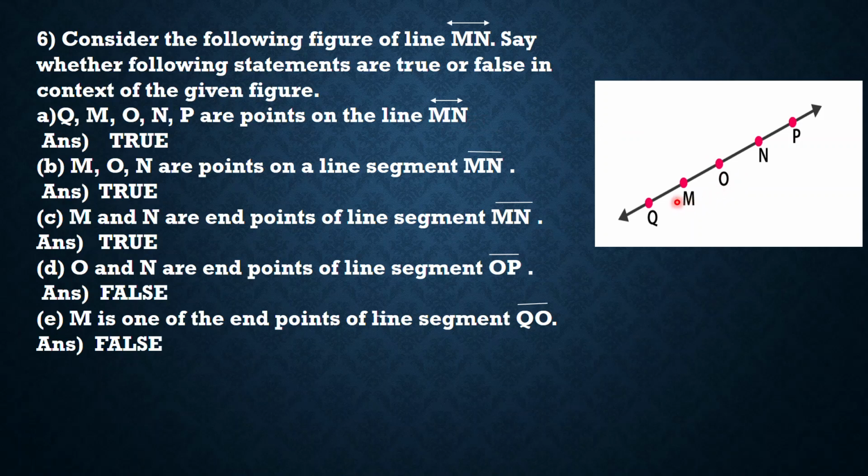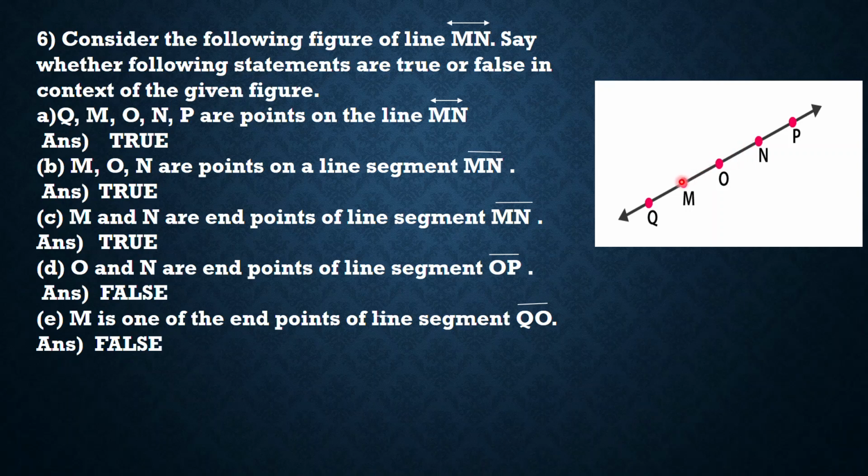MN is a line, so on both sides it will travel endlessly. Obviously, all the points will stay on it because it is traveling. Even if it starts at M, it will pass through, and on that line we have Q. So obviously all these points are lying on this line. So it is true. Next, M, O, and P are points on line segment MN. MN is the line segment from here to here. Yes, M, O, and P are lying on this line segment.